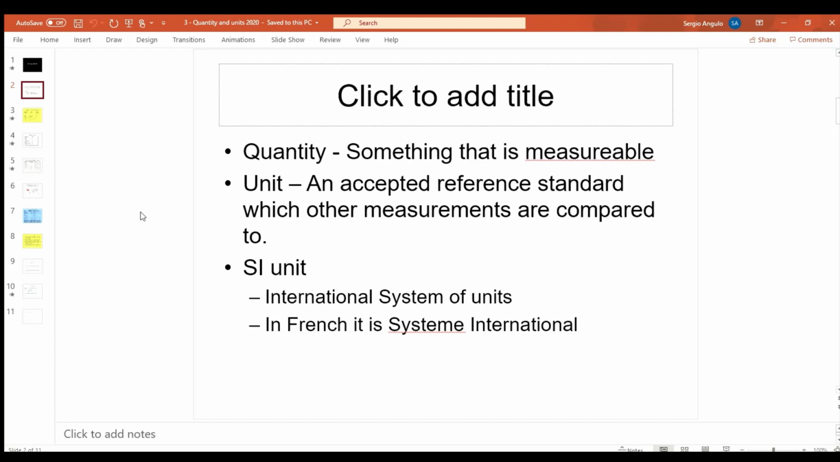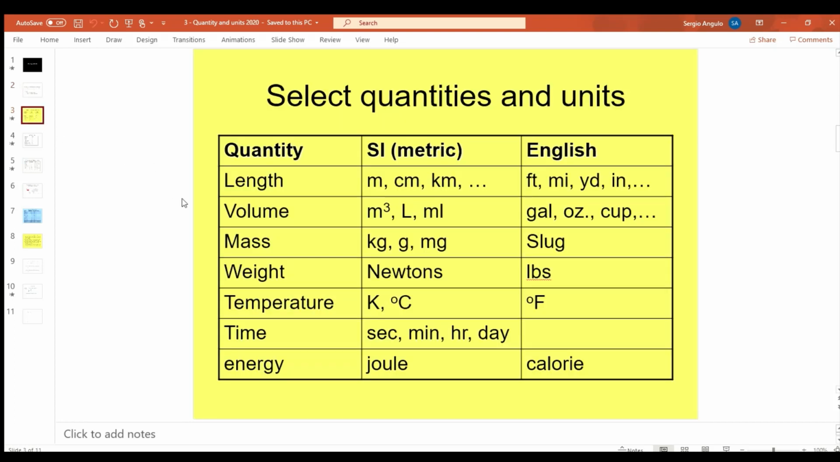Okay, so let's take a look at some examples of units. This next chart right here I have are select quantities and units. And by select, I mean they're just a few of them. They're not all of them by any means. So what I have here is a table with 3 columns.